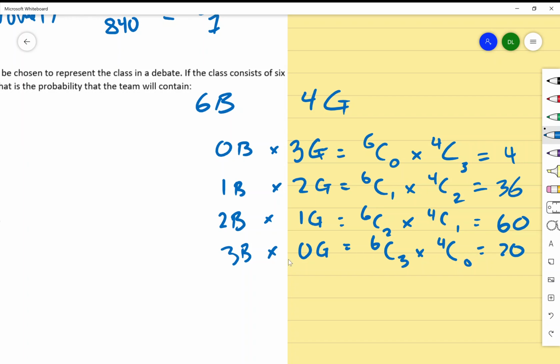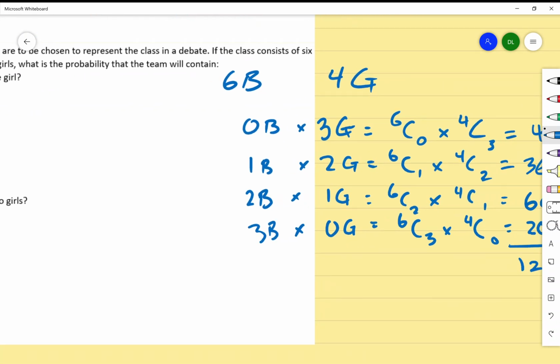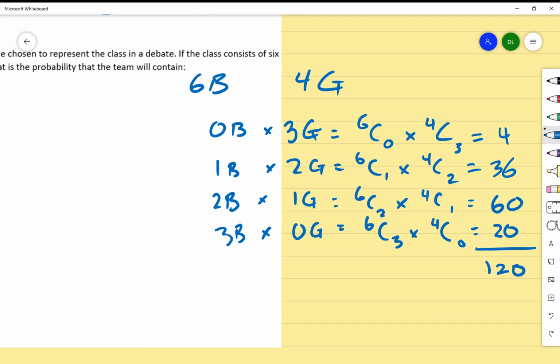Now, if I ask you, how many different possibilities are there? Well, that is every possibility, isn't it? I can do all of that and then end up with a total of 120. So because I've done every single possible option, we know that the total number of outcomes when there are no restrictions whatsoever, except for the fact that there are 3 students that we're picking, is 120 outcomes.